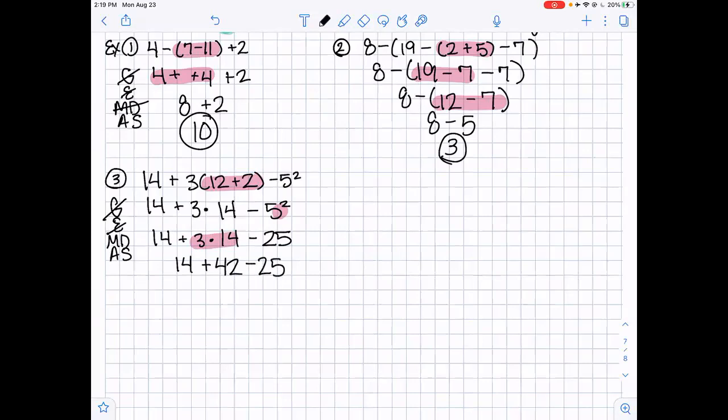Okay, so 14 plus 42 minus 25. We're done with multiply and divide. So now we got to add. 14 plus 42 is what? 56. 56 minus 25 would be 31.